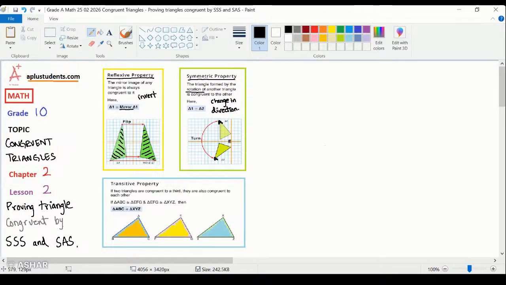The example of inverted is if you're standing in front of a mirror and you raise your right hand, the image would raise the left hand. That means it's inverted. For the symmetric property, the direction has been changed.